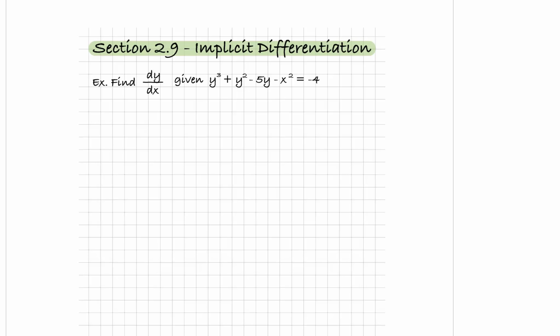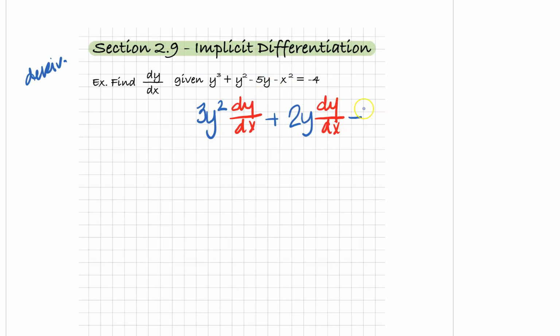So let's do this. This says find dy dx. That means, hey, I need to find the derivative. So I'm going to start with the first term. The derivative of y cubed is 3y squared dy dx, plus y squared, which is 2y. The derivative of y is dy dx.